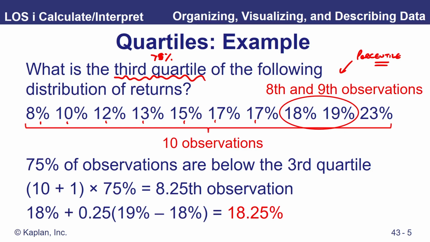So we're going to take our 18%, the 8th observation, and we're going to take a quarter, 0.25%, between the 8th and 9th observations, which of course between 19 and 18 is 1%, so 0.25 of that is 0.25. So 18.25% is essentially our third quartile in this example.